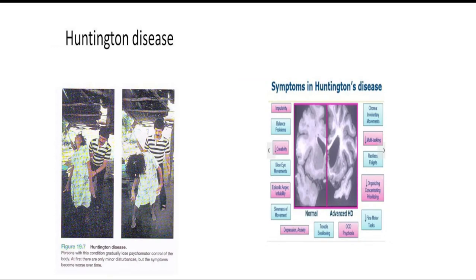The disease mostly starts after 30, 40, 50 years old, and the main symptoms are chorea, depression, anxiety, trouble swallowing, problems with concentration, balance problems, slow eye movement, and many others. The people with this disease lose the psychomotor control of the body.